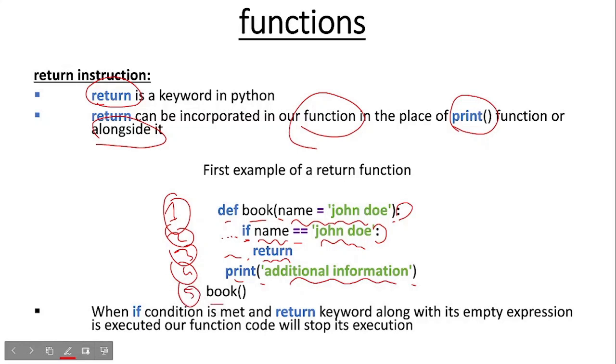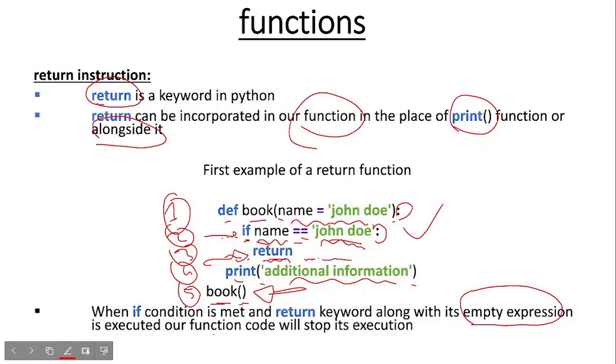Now in our fifth line of code we will invoke our function called book. So when we invoke our function called book, we'll go to the second line of code automatically, and we will ask a question: does parameter name equal to a string of John Doe? As the answer is yes, it will go to the return keyword, and as we have nothing placed after the return keyword, it's an empty expression, so our function will display nothing on our screen. However, it will stop its execution.